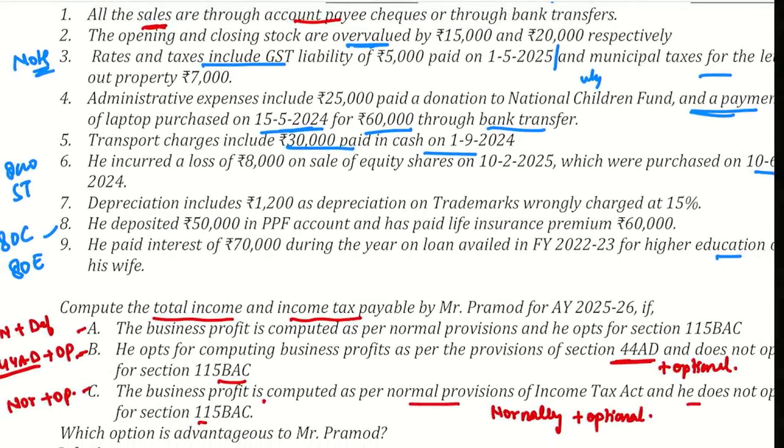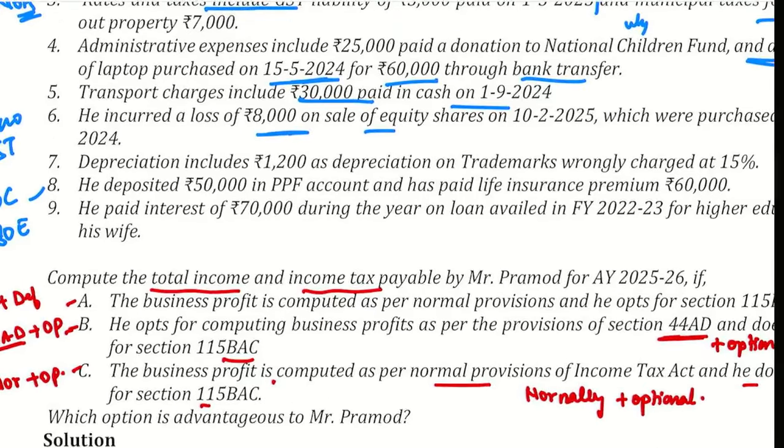The 6th point is he incurred a loss of 8,000 on sale of equity shares. Will not do anything because it is not disturbing my P&L account. So I'll not do anything. Depreciation includes 1,200 as depreciation on trademark. It should be 2,000. We have to allow 800 rupees more.